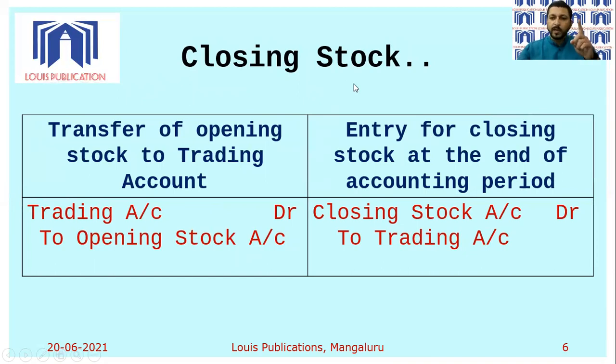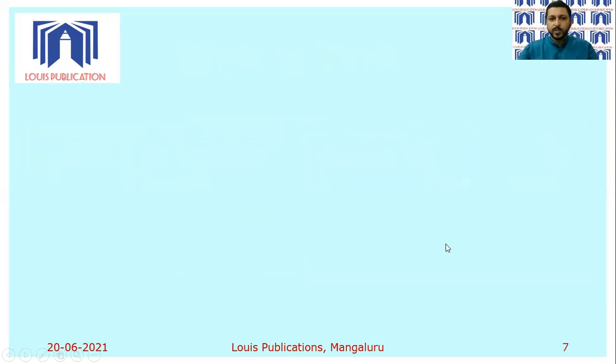So there is only one name given, and that is stock account. At the beginning, it is called opening stock. At the end, it is called closing stock. So the entry would be stock account debited to trading account. So this is what will be the adjusting entry.